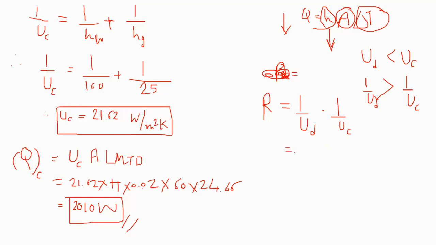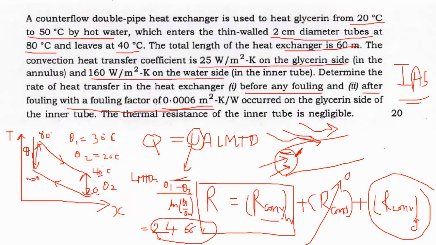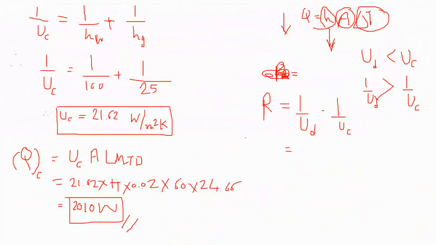The fouling factor value is given to us as 0.0006. So 0.0006 is equal to 1 upon the overall heat transfer coefficient for the dirty pipe minus 1 upon the value for the clean pipe, which is 21.67. When you calculate this, you will find the overall heat transfer coefficient for the dirty pipe is 21.34.